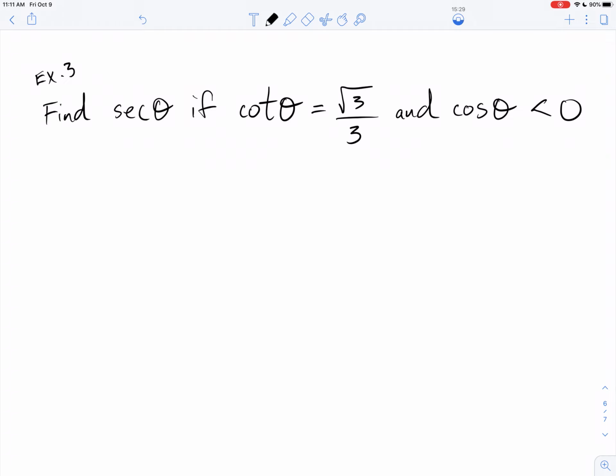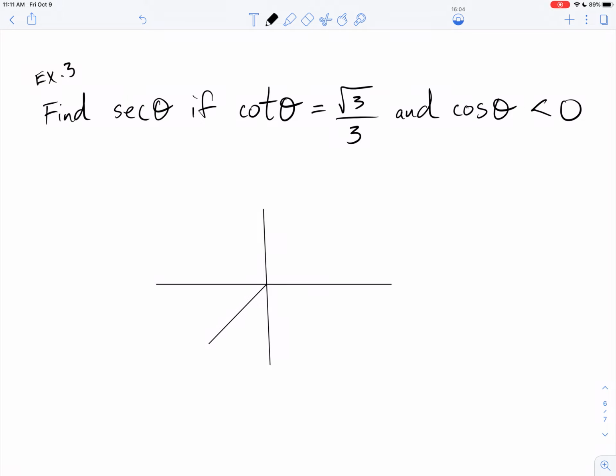They want me to find secant. I can tell you right now, I do not think in terms of secant. I think in terms of cosine. And then I flip the answer over. But it says if cotangent, oh crap, I don't think in terms of cotangent. I think in terms of tangent. But where are they trying to stick me? Where are they trying to turn this thing? Well, I know that if cotangent is positive, so is tangent. And cosine's negative, there's only one place that's going to happen, and that would be if I was in quadrant 3.